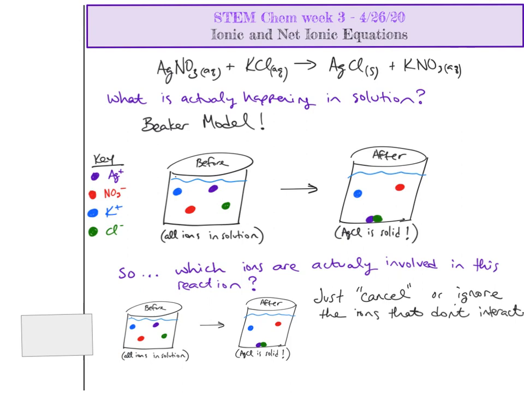So what we want to look at is which ions are actually involved in the reaction, because just like with algebra, if you cancel out all the extra stuff that's not doing anything, it's the same idea here. It can be really useful to be able to isolate those ions that are doing things and those ions that are not doing things and are staying in solution. So what you can do is just cancel or ignore those ions that don't interact. So for example, we could just say, look, these exist on both sides of that equation.